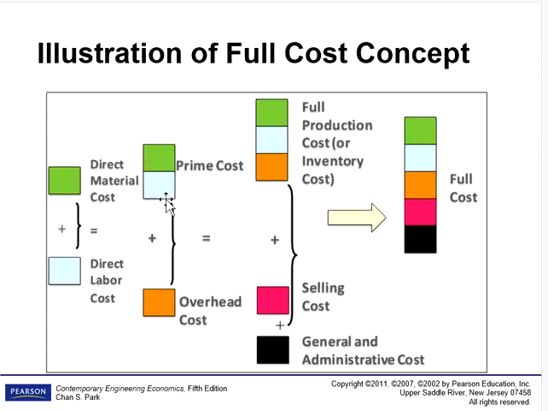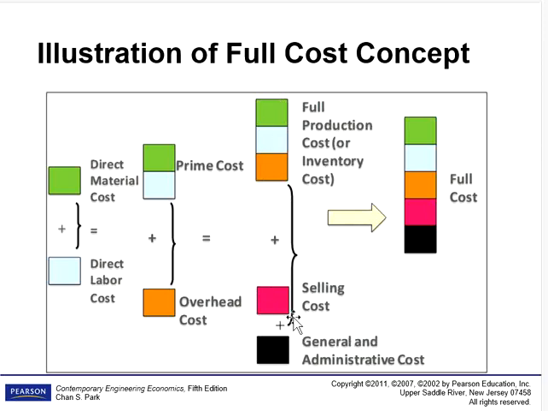This is your labor cost, this is your overhead cost. If you add these two, it is a conversion cost, right? But what is your full production cost, or full inventory cost, or full manufacturing cost? It is material, labor and overhead. This is what we call a full production cost.